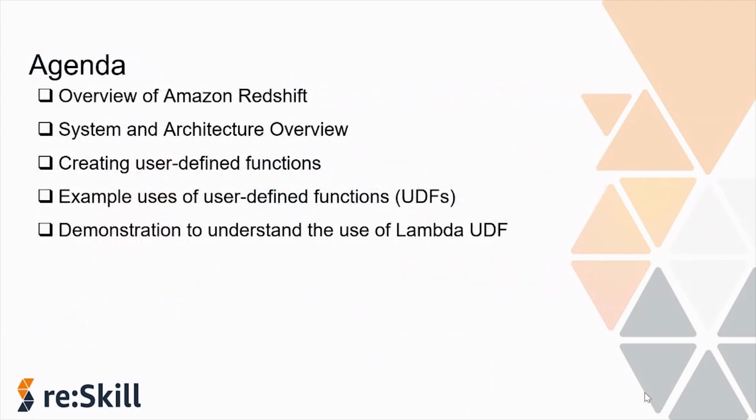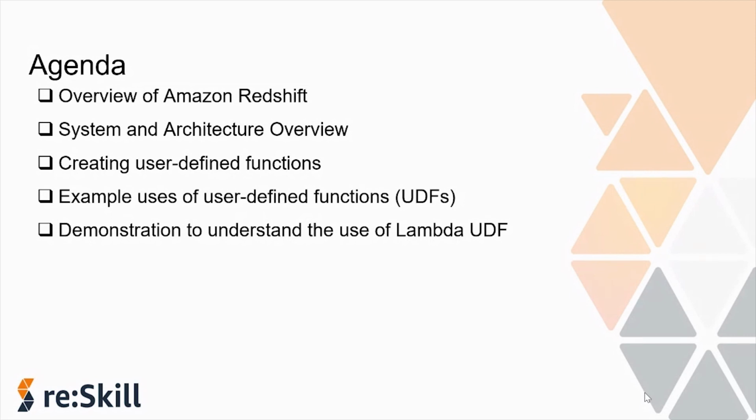Now let's see the agenda for today. I will give you an overview of Amazon Redshift. Then I will talk about the system and architecture overview, where my major focus will be on the architecture diagram to help you understand how Redshift works. I will talk about creating user defined functions, then we will see some example uses of user defined functions. Finally, I will showcase one demonstration to understand the use of Lambda UDF. These are the pointers we are planning for today's session.